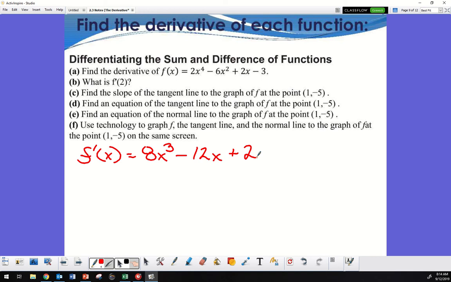Now what is this one right here? So what did I say the slope of a constant is? 0. So that piece goes away, doesn't it? So that minus 3 just goes away. There we go. And now it says, what is f prime of 2? So f prime of 2. What am I going to do with that 2? Plug it in. Go ahead, do it.